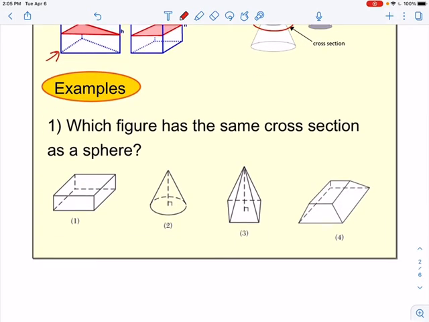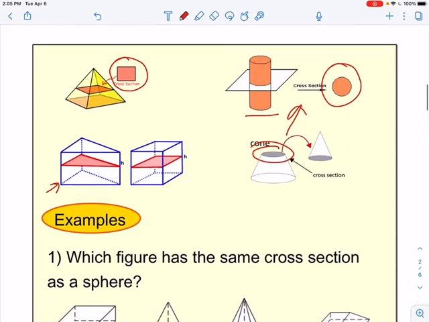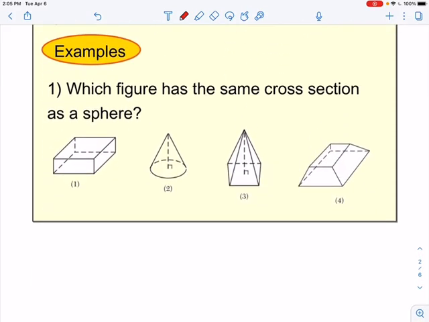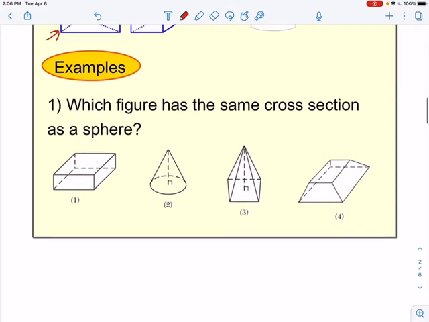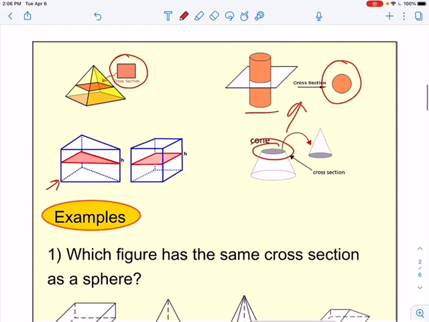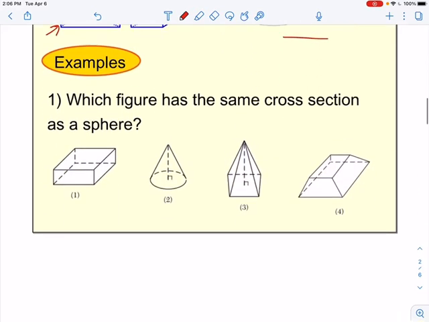Okay, so which figure has the same cross section as a sphere? So again, we didn't do a sphere on the top. Sorry, I was going back to C. If you took a basketball and you cut it in half, and then you looked at the cut side, it would end up being a circle. So they're asking you here for which figure would also have a circular cross section. Okay, and that answer is above. The one that's going to have the circular cross section is your cone.